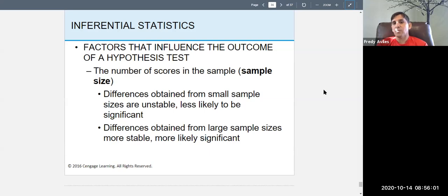Differences obtained from a small sample of participants are unstable, less likely to be significant, okay? If you only have a few participants in your study, it's harder to find a significant difference. A small sample size is not a good thing. You're more likely to find a real result when you have more participants, which is why I tell you that there's a certain minimum that I want when you do your survey.